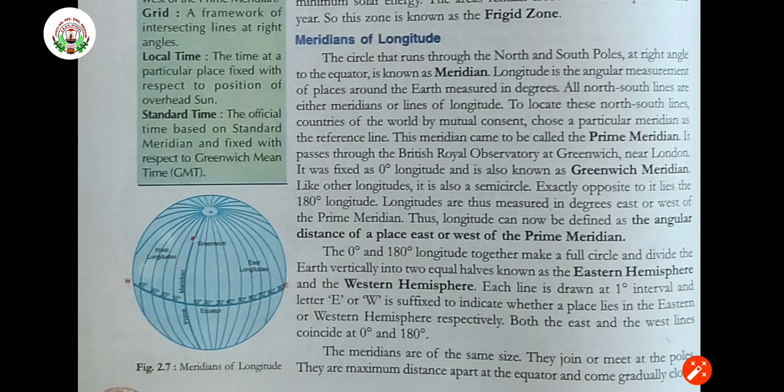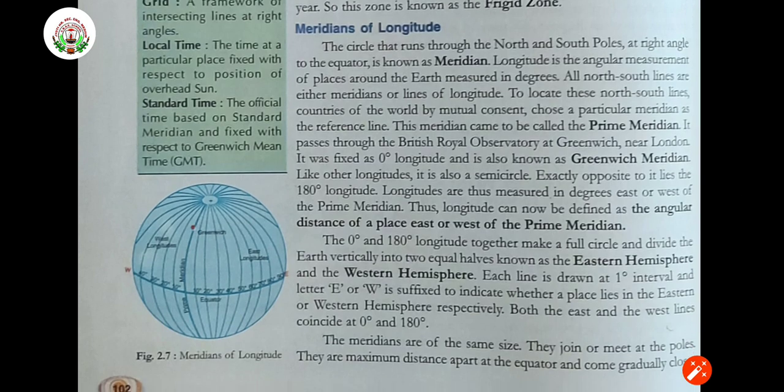It was fixed at 0 degree, like the equator is also fixed at 0 degree. After that, further towards the north it is taken, and then towards the south also. In the same way, Greenwich has been fixed at 0 degree longitude, and it is also called the Greenwich meridian. Like other longitudes, it is also a semicircle.